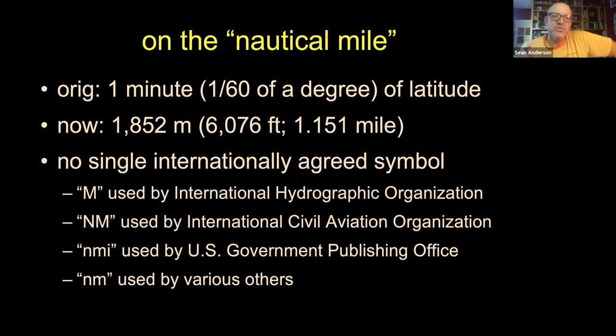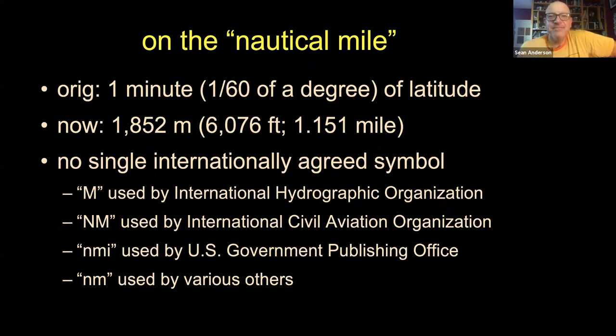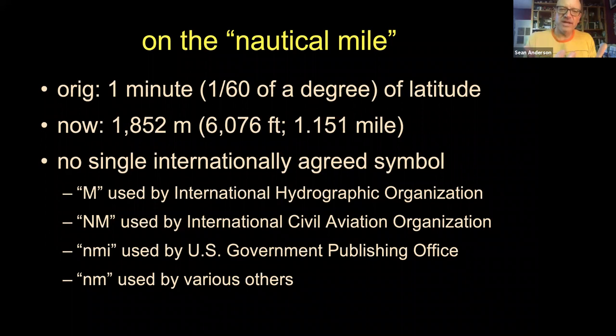The origin is math. The origin is taking the earth, or a circle, say, dividing it into 360 degrees, and then further dividing those degrees into minutes, et cetera. So a nautical mile was 1 minute, or 1/60th of a degree of latitude. So that's where it came into being. It turned out it was close to what we would call a mile.